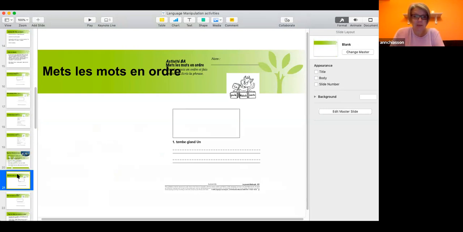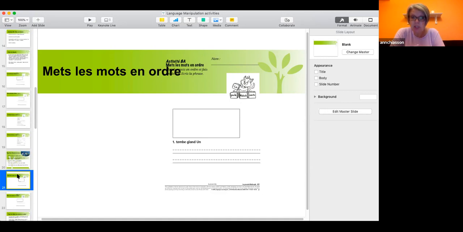La prochaine activité met les mots en ordre. Encore une fois, c'est des phrases tirées de la pièce de théâtre. So there's no tricks, there's no sneakiness in these activities. It's stuff that is familiar to the students because we want them to experience success. What happens when students experience success manipulating the language? They want to use the language.